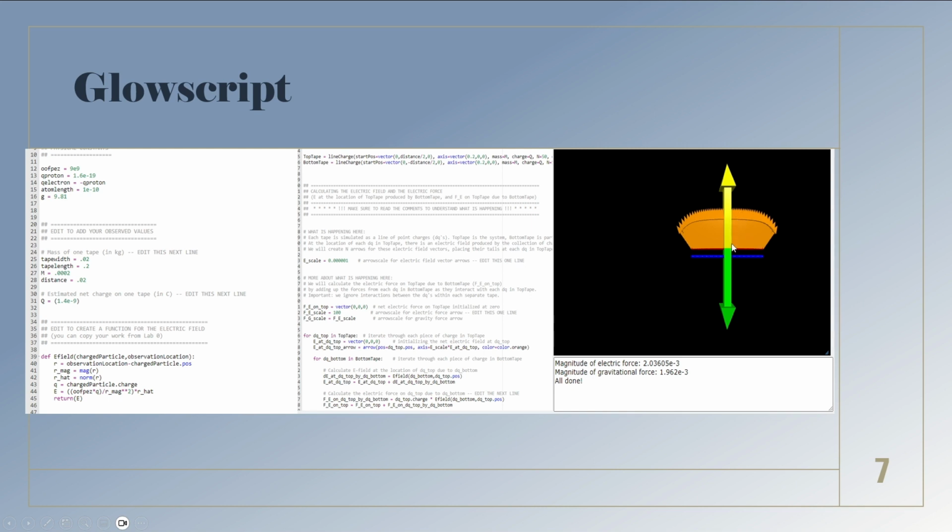On the right, we can see that the electric field is yellow, gravitational force is green. They are roughly about the same. If you're wondering, the orange spiky part is the electric field of the tapes.